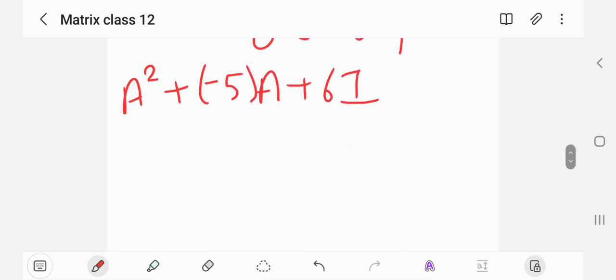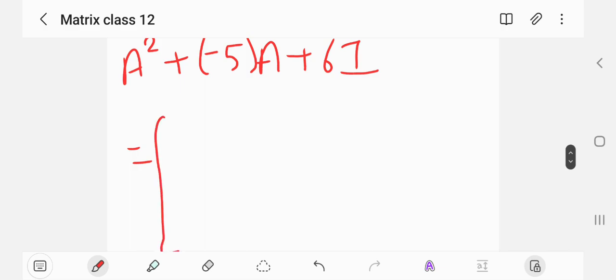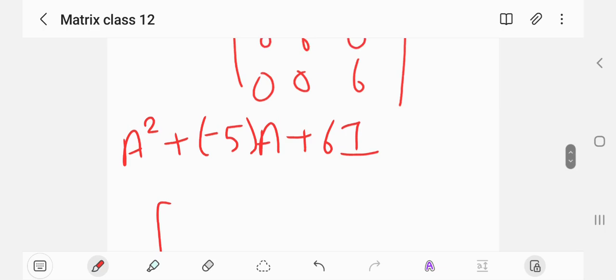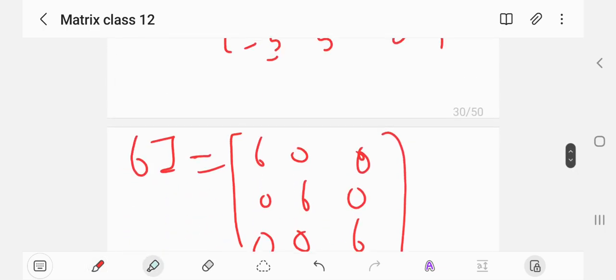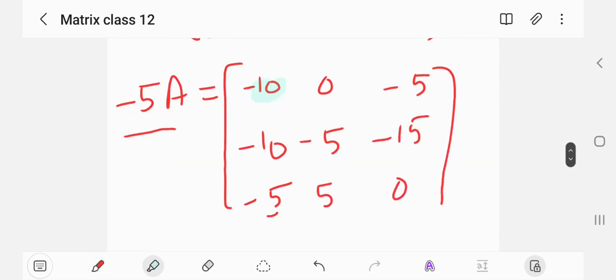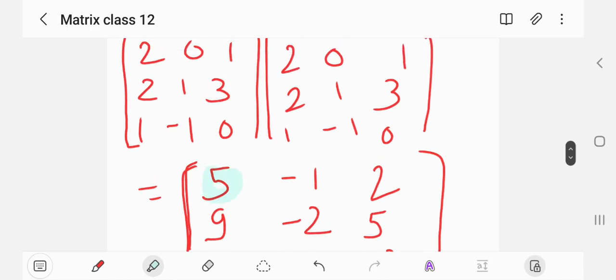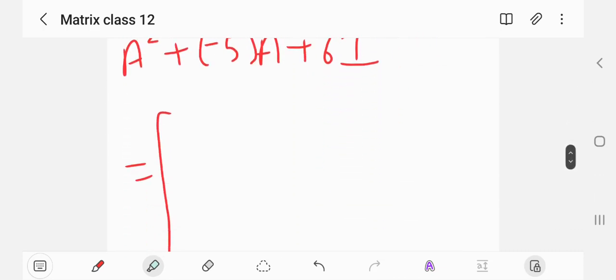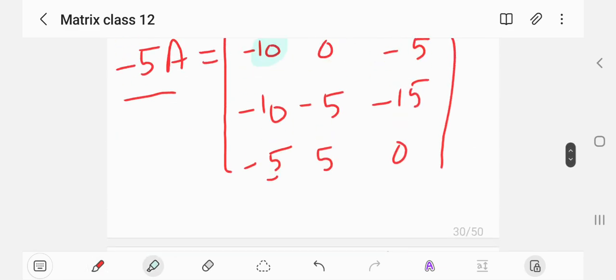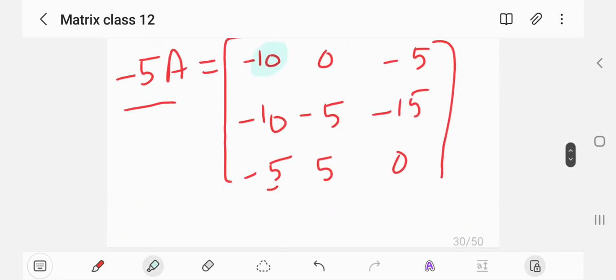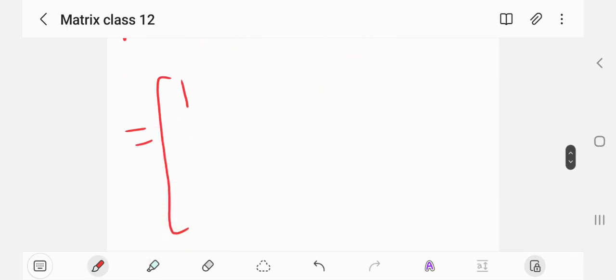So simply add all these matrices. After adding, here it is 6, here it is minus 10 and 5. So what will I get? I will get 1 here, right? 0, 0 and minus 1. So I will get minus 1 here.